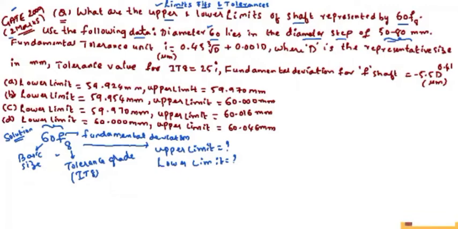Okay, so we all know that the fundamental tolerance unit i value is given by 0.45 into cube root of D plus 0.001 capital D. So let us find the upper limit and lower limit of this 60 small f8 shaft. Let us first understand how you represent this 60 f8 shaft.